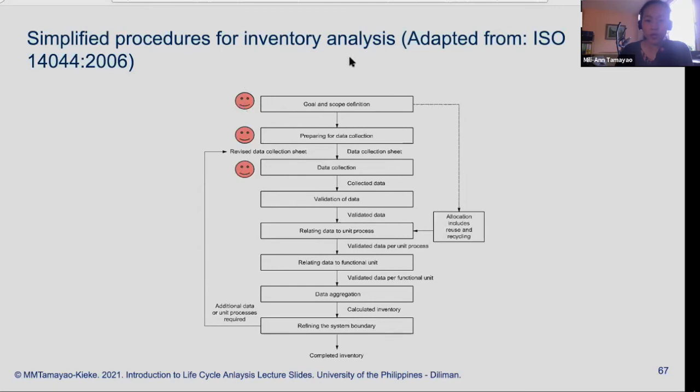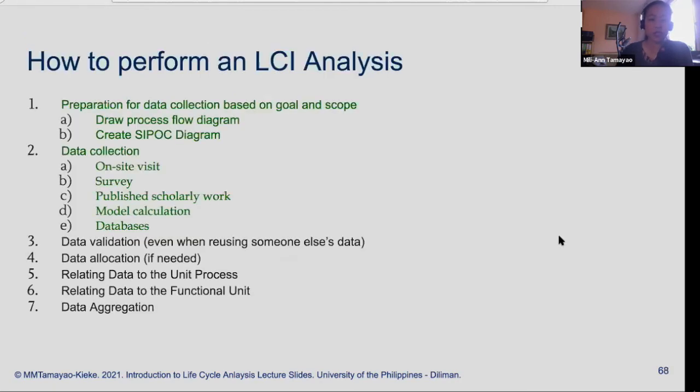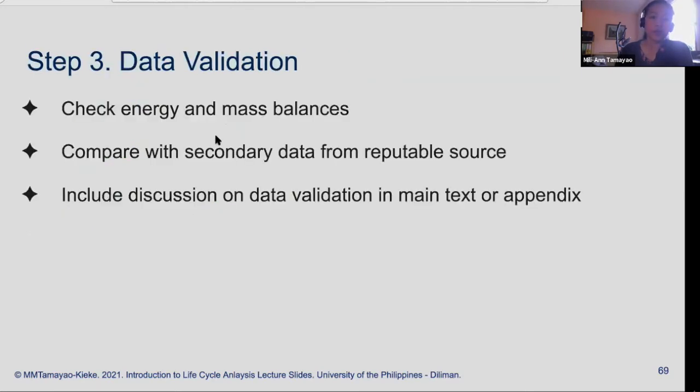So, step three: after data collection, what do you do? Validate the data. You have to be able to check energy and mass balances. Compare the data that you have with secondary data from reputable sources, and then include a discussion on data validation in the main text or appendix.